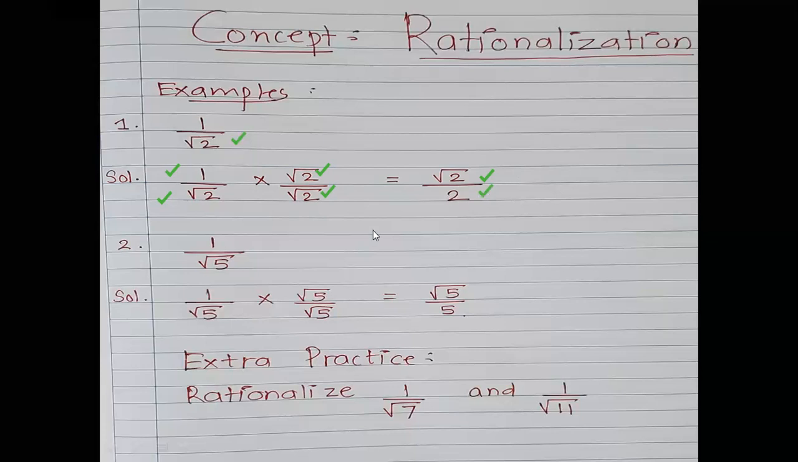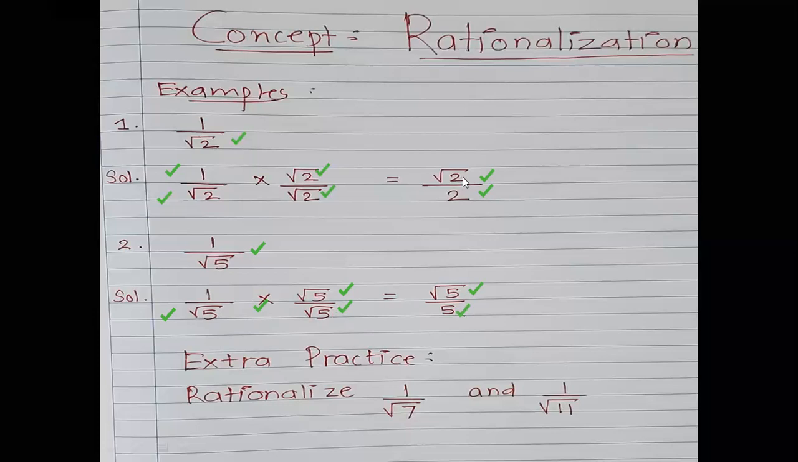Let us understand it with one more example. The next sum is 1 upon root 5. Now we proceed with the same step. The number in the denominator is multiplied with the numerator as well as with the denominator. I say it again, the number in the denominator is multiplied again in the numerator and the denominator. So 1 into root 5 gives you root 5. Root 5 into root 5 gives you 5.